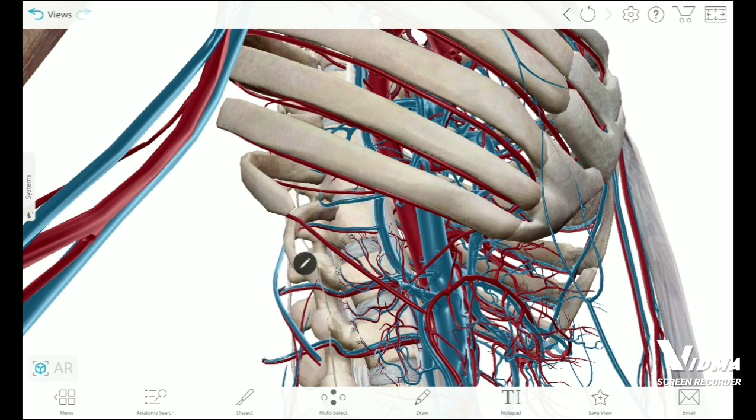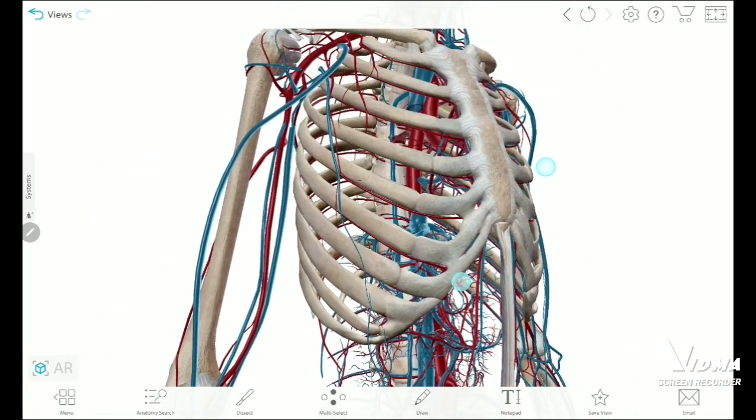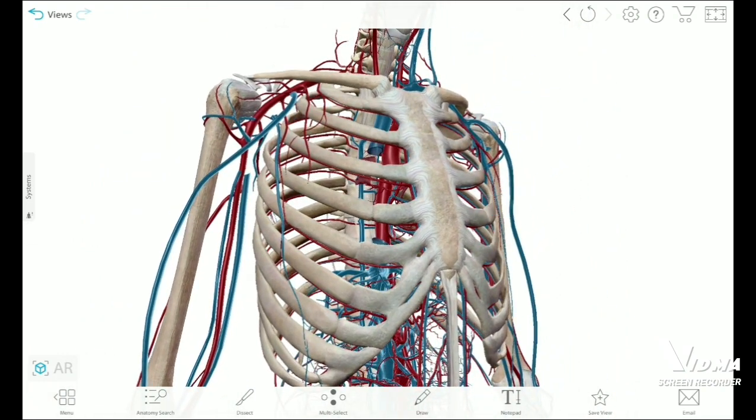This is the 11th rib, and this is the 12th rib. So we can see they are not coming anteriorly and joining the sternum. So as a result, there are only 9 intercostal spaces anteriorly.